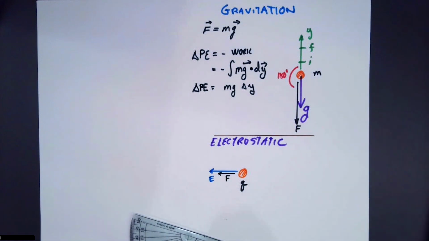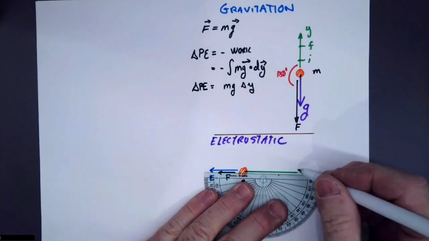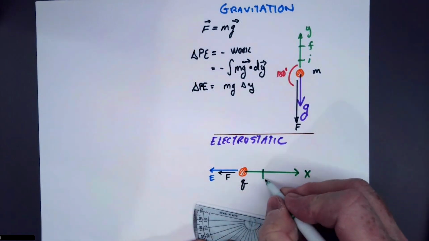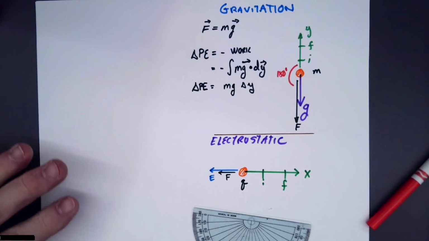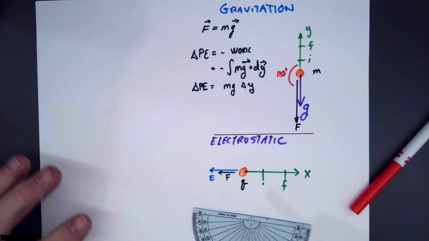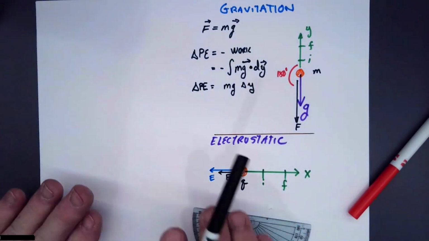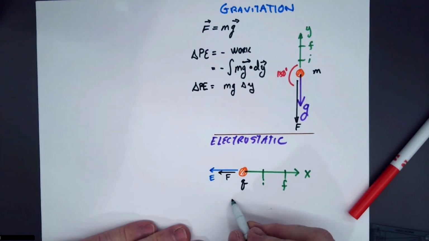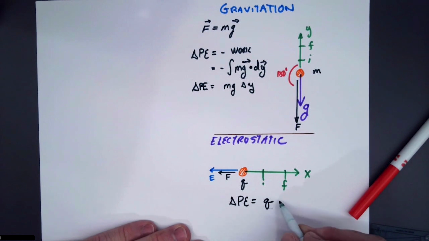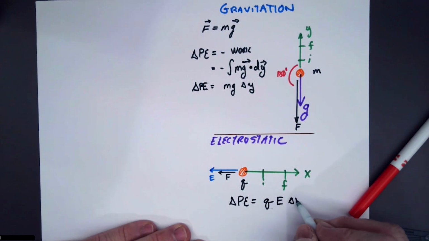And we're going to do the same thing. I want to move this over to the right. I'll call that direction X. I'm going from initial position to final position, and I want to define the change of potential energy. Well, when I go through this all over again, the math is virtually identical, and I end up with change in potential energy equals Q, electric field, change in position.